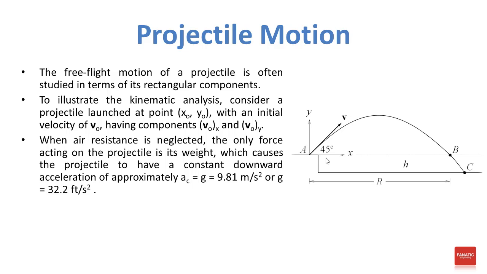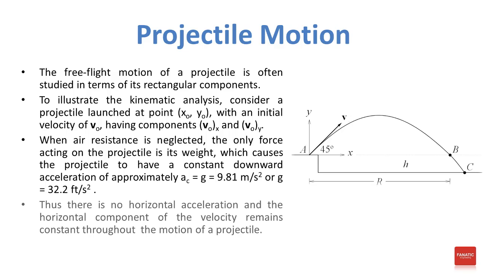When air resistance is neglected, the only force acting on the projectile is its weight, which causes the projectile to have a constant downward acceleration of approximately 9.81 meters per second squared, or g can be taken as 32.2 feet per second squared. Thus there is no horizontal acceleration, and the horizontal component of the velocity remains constant throughout the motion of a projectile. As I said, in horizontal component the acceleration will be 0.